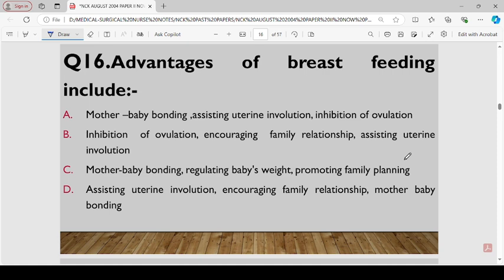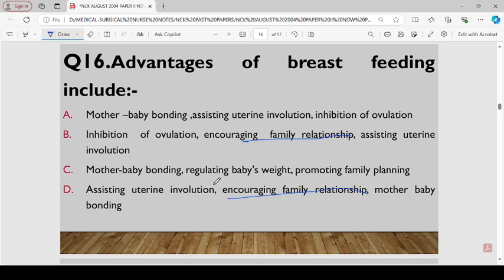Advantages of breastfeeding will include what? Remember the advantages of breastfeeding. All right, let's start with option D, assisting uterine involution. Encouraging family relationship. Oh, that should just be mother-to-baby bonding, not really the whole family, right? The whole family, that's a different issue. And you can see here again, that is a wrong option, and it can help us eliminate the wrong answers, right?